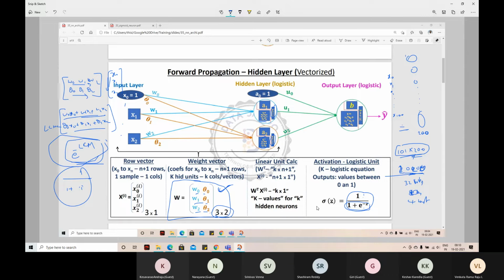Got it? I'm just trying to visualize it. No need to visualize. Take a simple matrix and try np.exp. It will give you all the exponential values of a matrix. Or you do 1 by 1 plus exponential of the matrix, and you will get all the values calculated automatically. NumPy has got that capability.